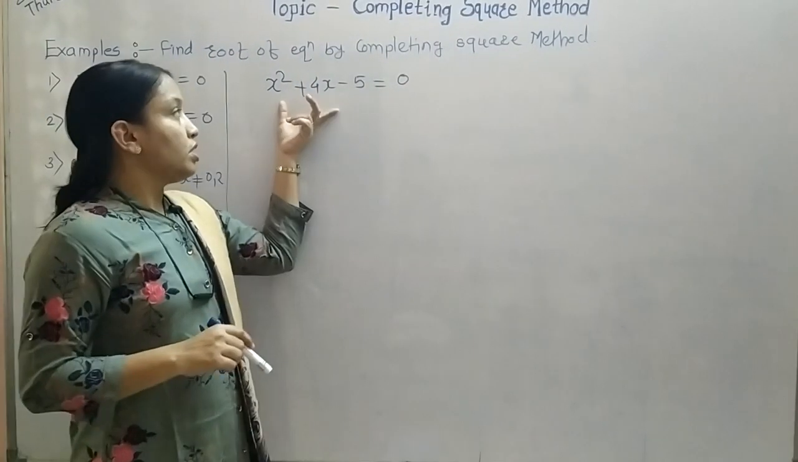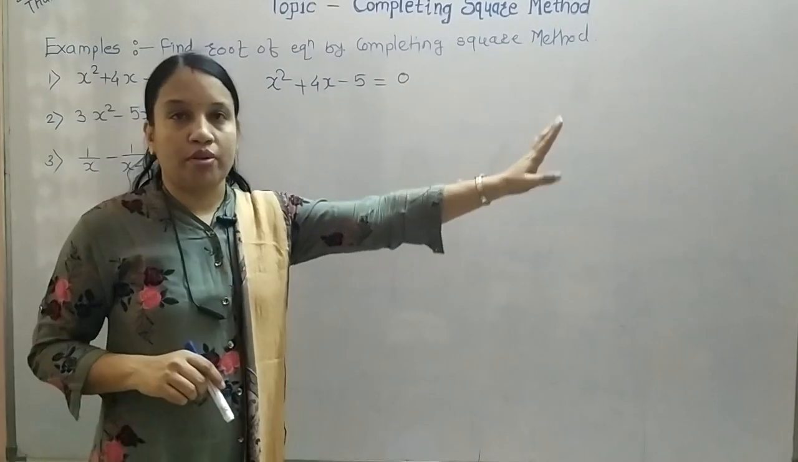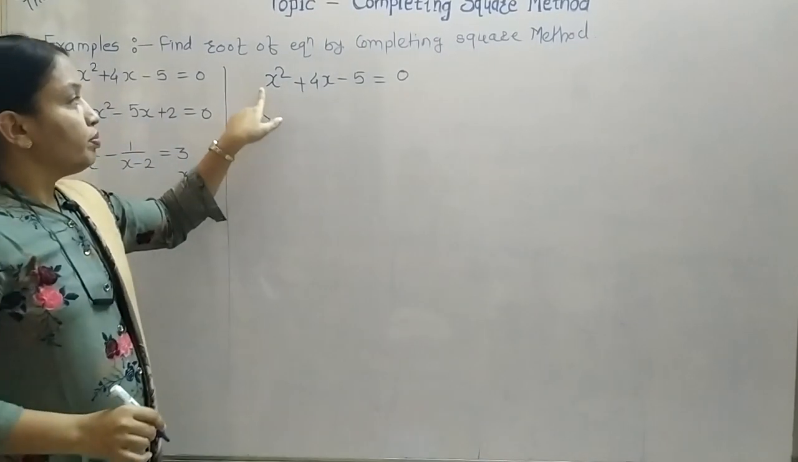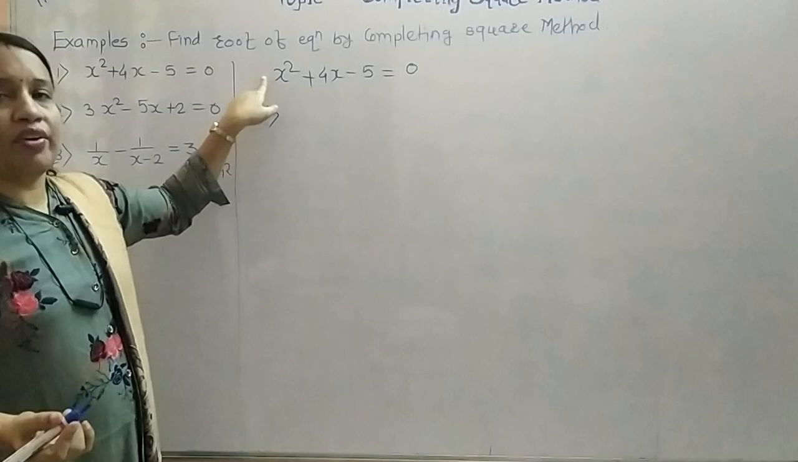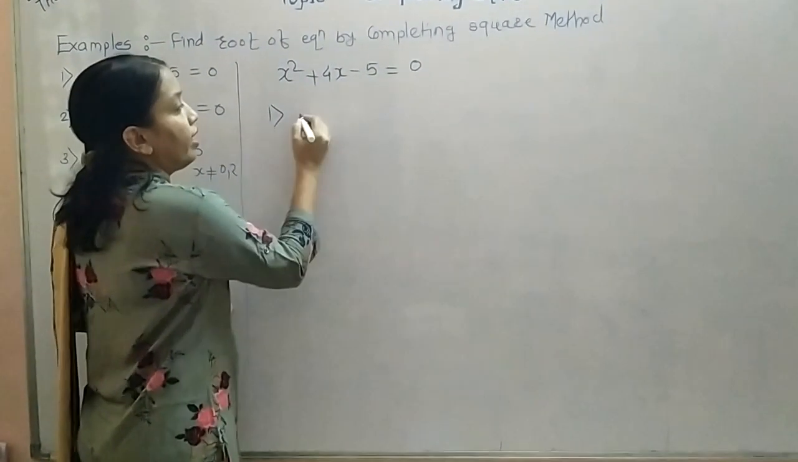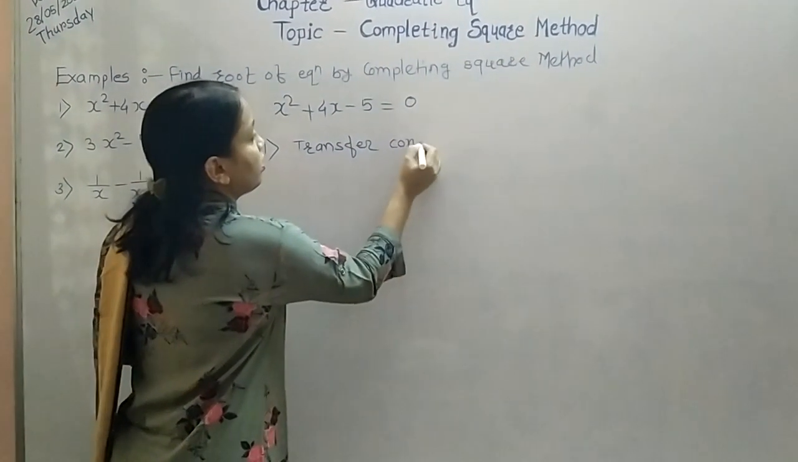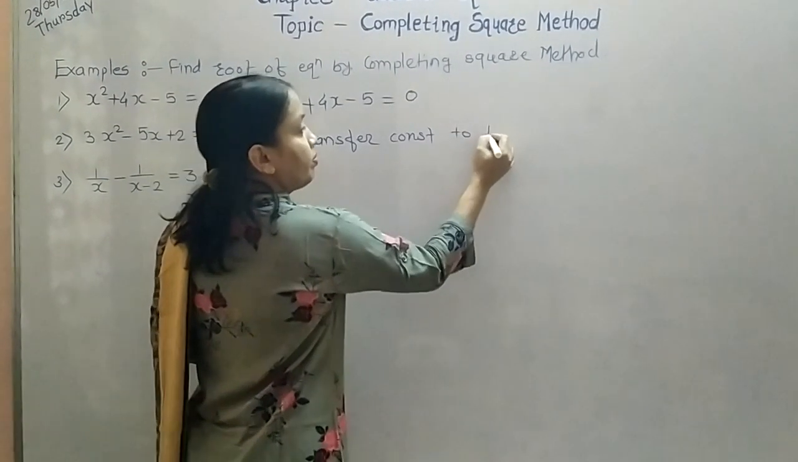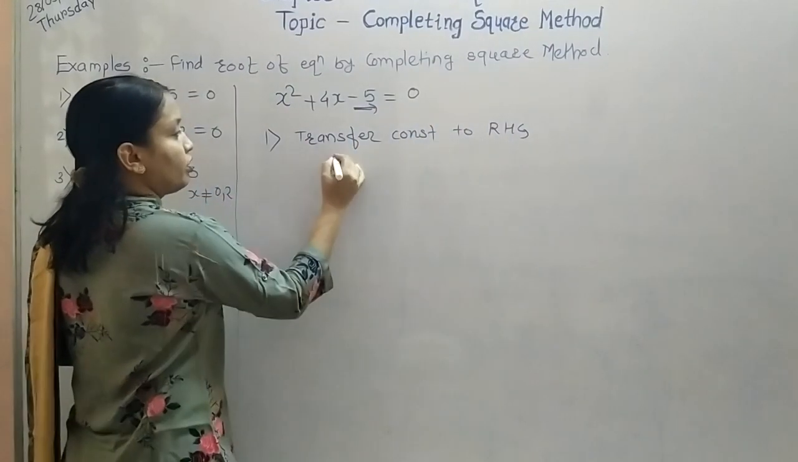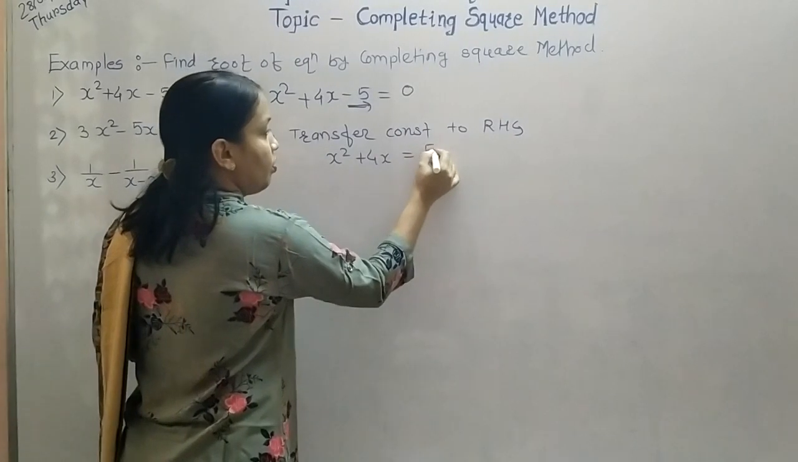Now see this example. Find the roots of this equation by the completing square method. Okay. Now the first step is to make the coefficient of x square 1. Here it is already 1, so no need. Then we will move to the second step. What is that? Transfer the constant to the RHS. What is the constant here? -5, you have to transfer. Therefore our equation will be x square plus 4x is equal to 5.